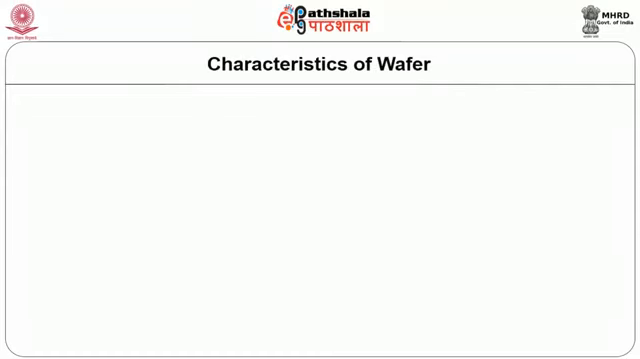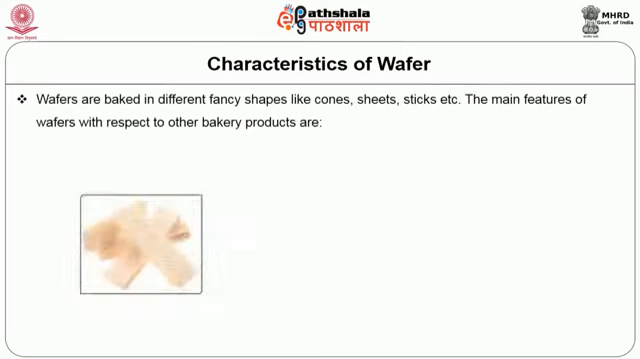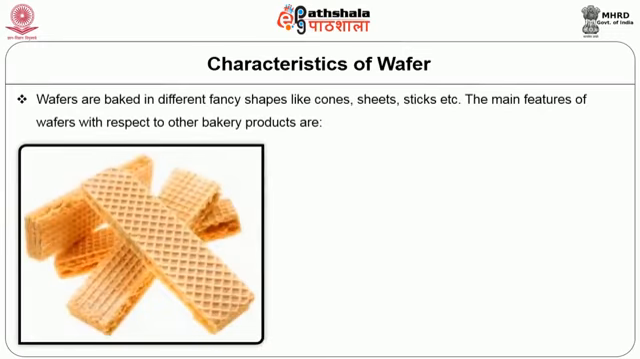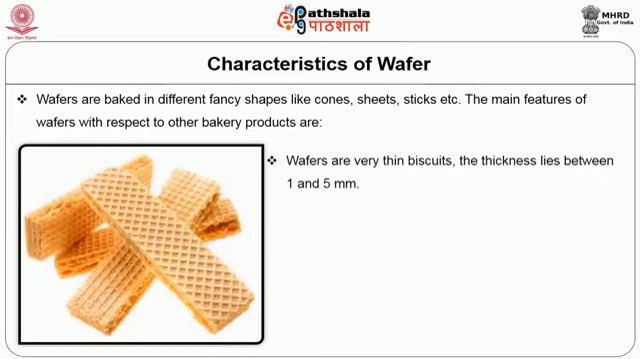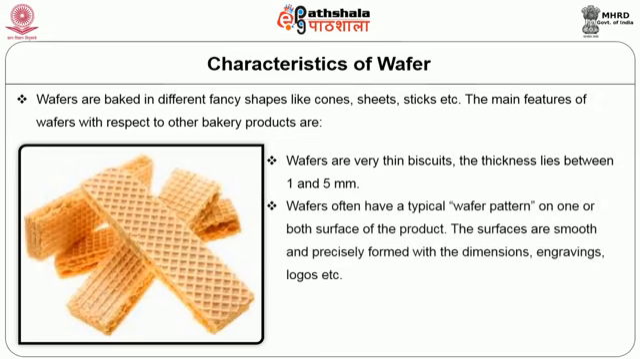Now we'll see the characteristics of wafer. Wafers are baked in different fancy shapes like cones, cups, sticks, etc. The major features of this product are that wafers are very thin biscuits. The thickness lies between 1 to 5 mm. Wafers often have a typical wafer pattern on one or both surfaces of the product. The surfaces are smooth and precisely formed with dimensions and logos, etc.